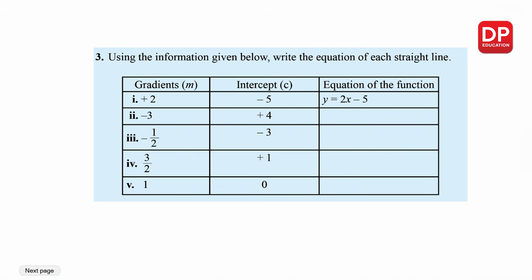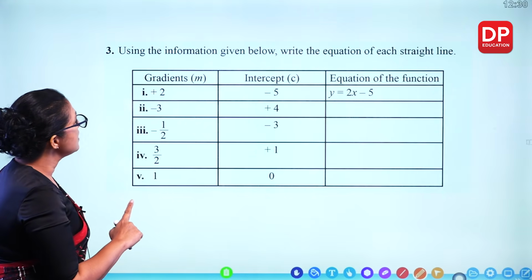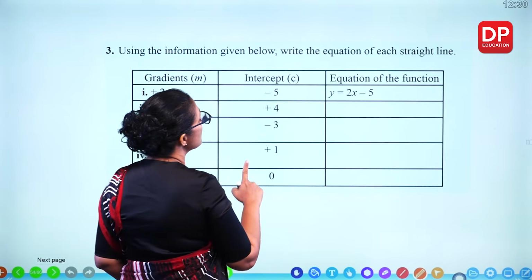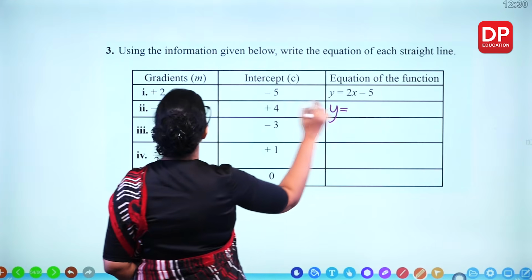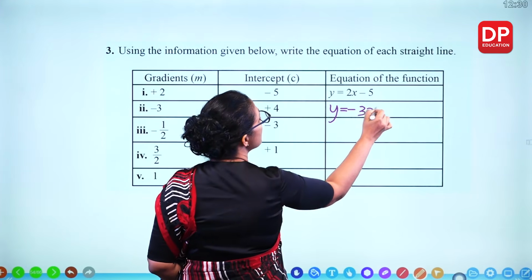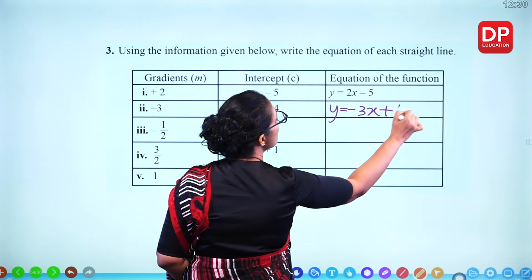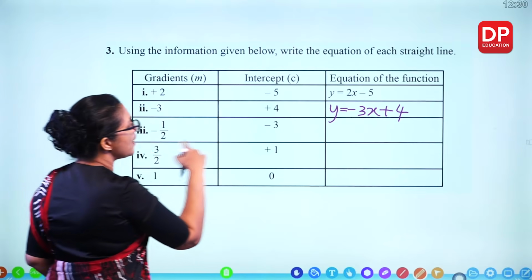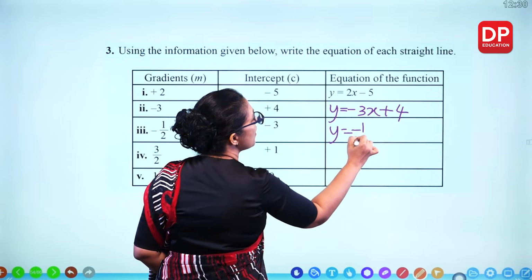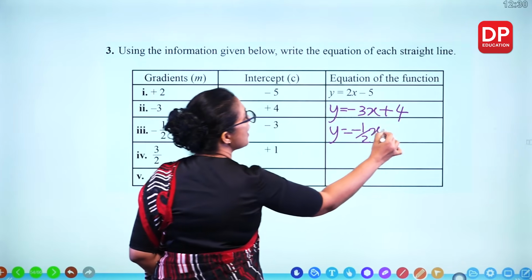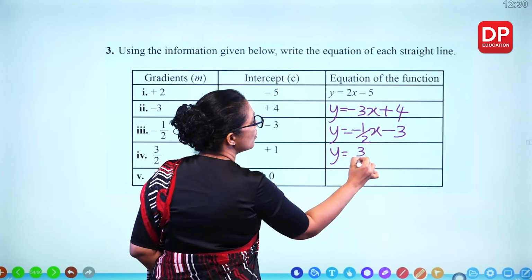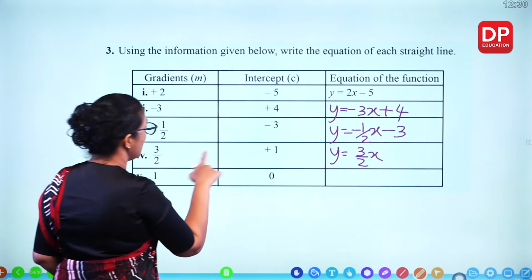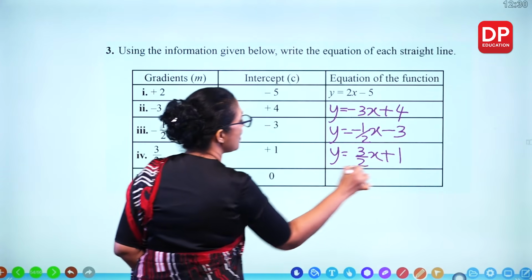Using the information given below, write the equation of each straight line. Gradient is 2. Y-intercept is minus 5. So y equals 2x minus 5. This one, slope is minus 3. So y equals minus 3x plus 4. Minus half. So minus half x and minus 3. This one 3 over 2. 3 over 2x plus 1.